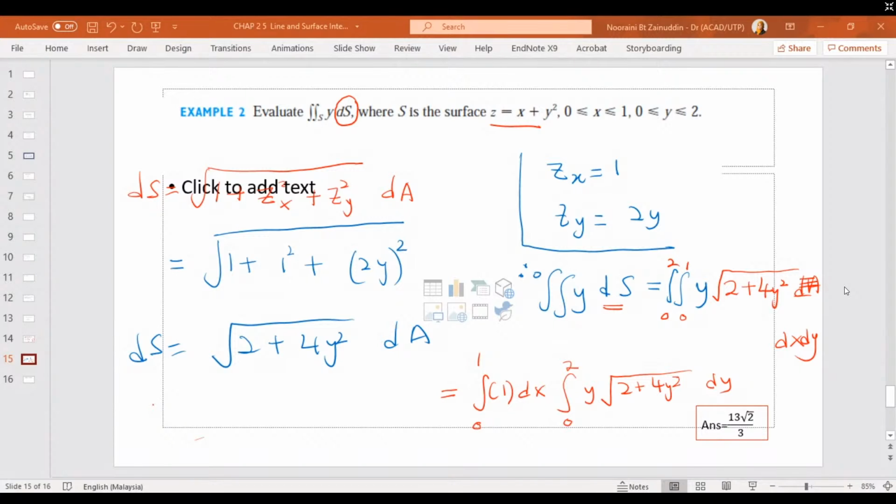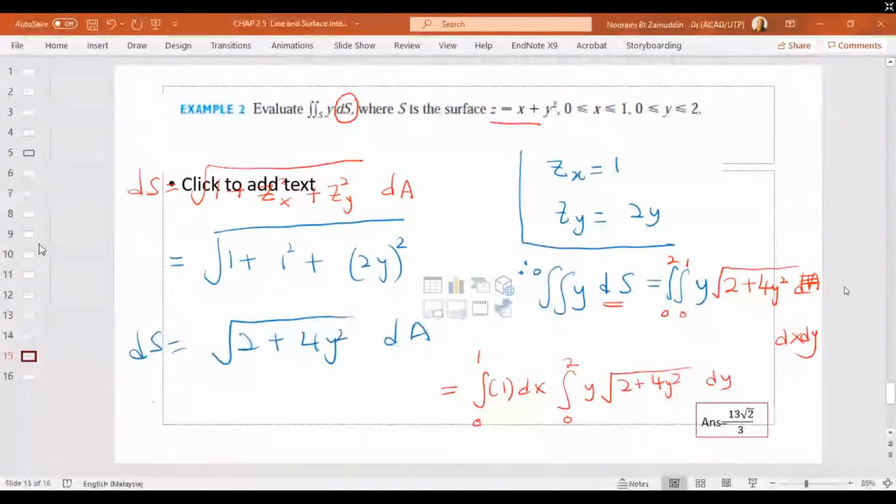Madam, how do we get zx and zy? Zx means you differentiate your surface function with respect to x. So we have x plus y squared, and you just differentiate x. You differentiate x, you get 1.